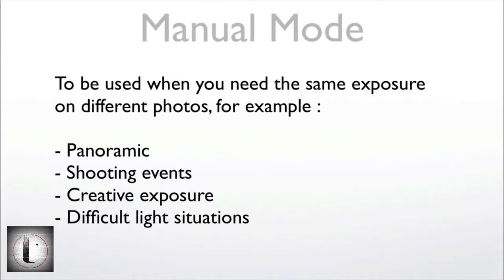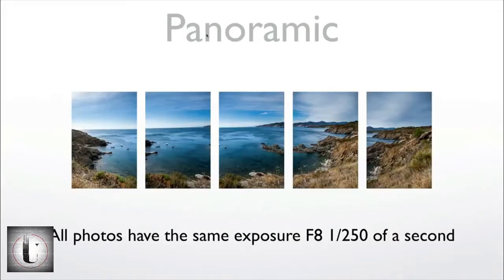Okay, the manual mode is a mode that I use quite often. Actually, I either use the AV mode or the manual mode. And the manual mode is very different from the AV and TV modes because in manual mode, you decide not only the f-stop, but you also decide the time. You decide both. Now, when do we use manual mode? It is to be used when you need the same exposure on different photos. For example, panoramics, shooting events, creative exposures, difficult light situations. We're going to take them one by one.